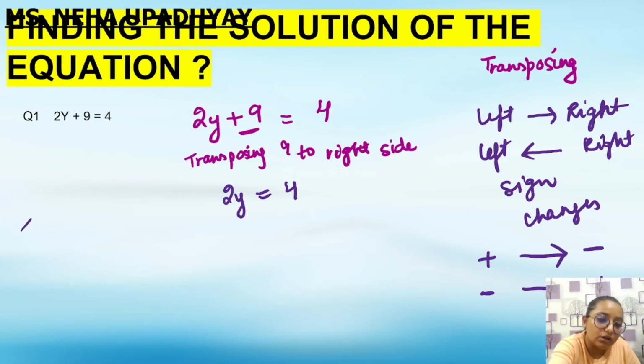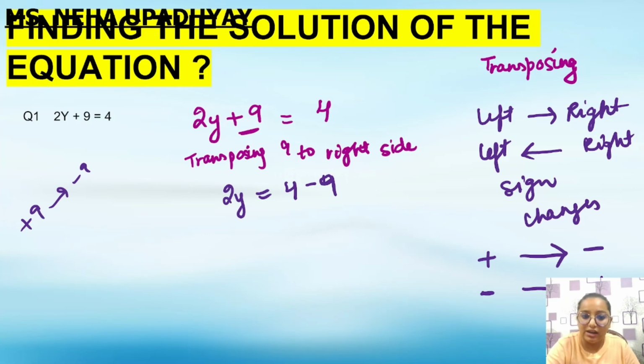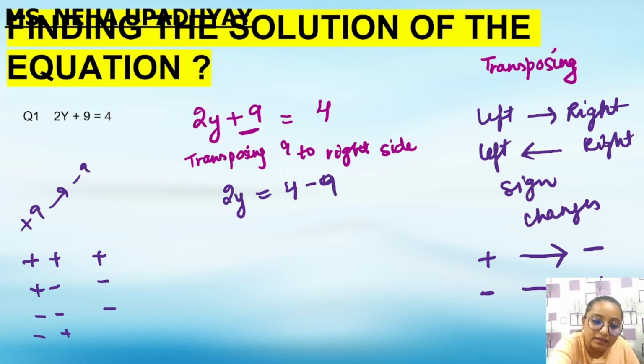Now what will we write? What does plus 9 become? It will become minus 9. So we get 4 minus 9. You all have studied integers. What do integers say? Plus, plus: when both numbers have the plus sign, we write plus. Plus minus is minus. Minus minus is plus. And minus plus is minus: we subtract, we add in this case, but put the sign minus. These are the basic concepts you have already done in grade 6 and grade 7. So 2y is equal to minus 5.